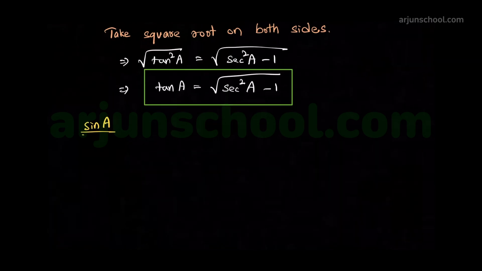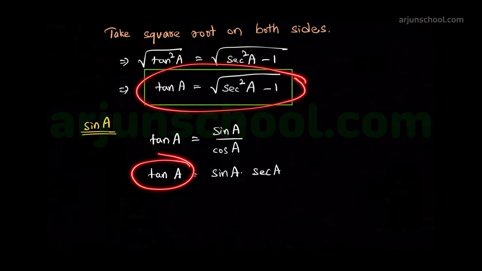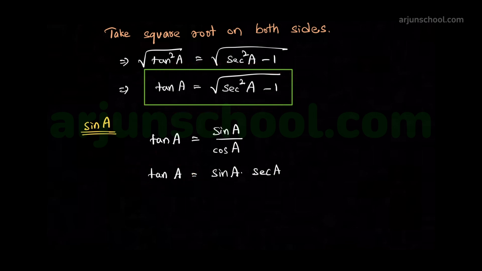Now let us find sin A in terms of secant A. For this we shall use tan A is equal to sin A by cos A. On the right hand side, 1 by cos A is equal to secant A. Therefore, tan A is equal to sin A into secant A. We already know that tan A is equal to root over secant square A minus 1.